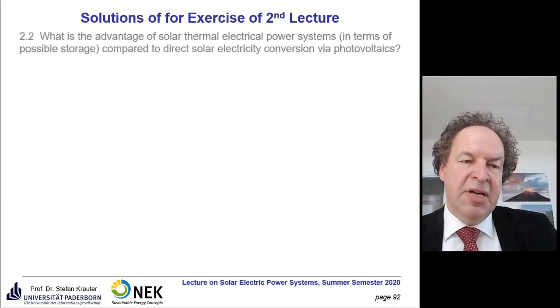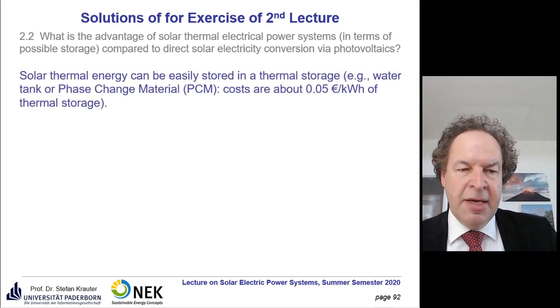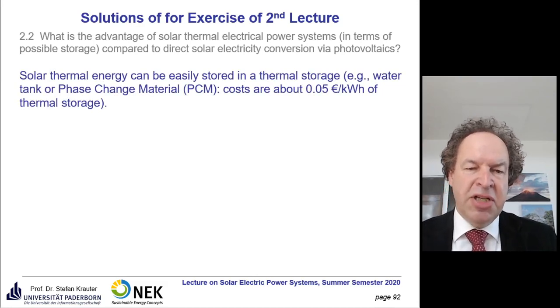The question was, what is the advantage of a solar thermal electrical power system in terms of possible storage compared to direct solar electricity conversion via photovoltaics? Solar thermal energy can be easily stored in a thermal storage, for example in a water tank or phase change material. Costs are about 5 cents per kilowatt hour of storage. So sometimes they are more expensive, or often they are more expensive than the actual generation of solar thermal energy.